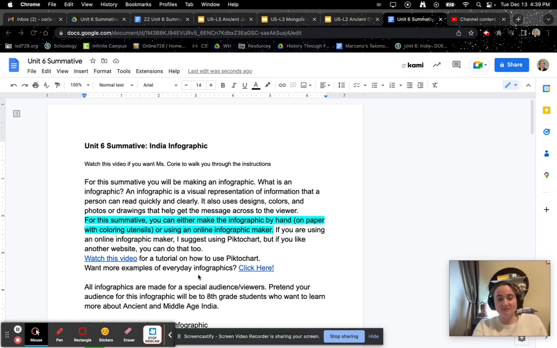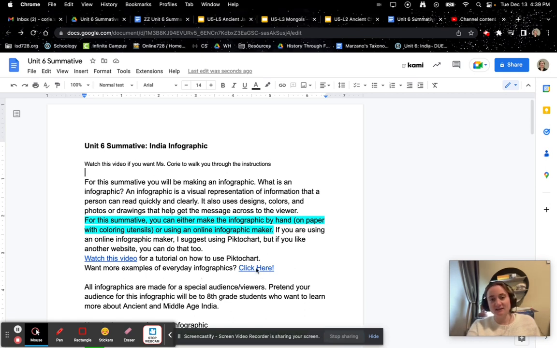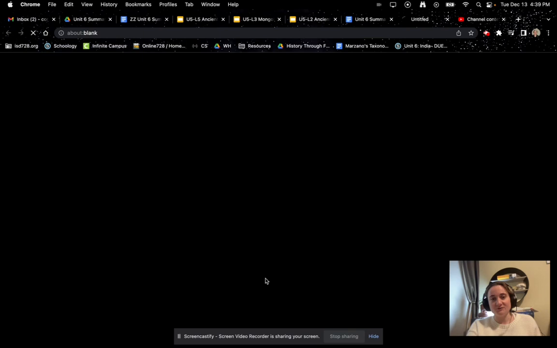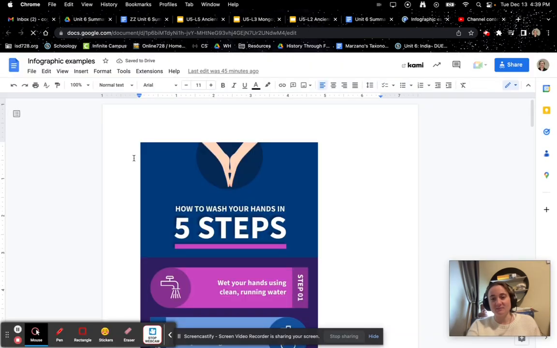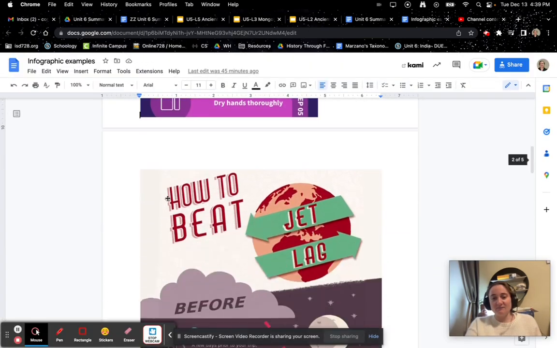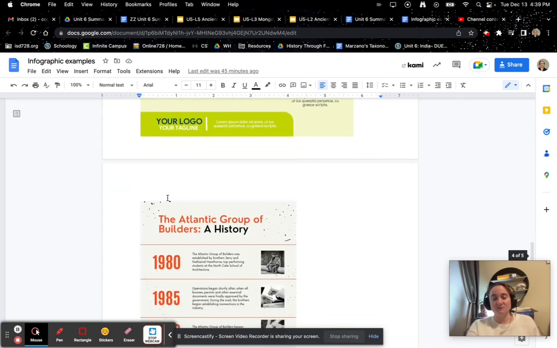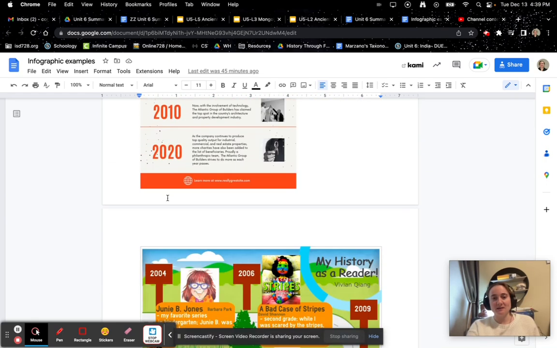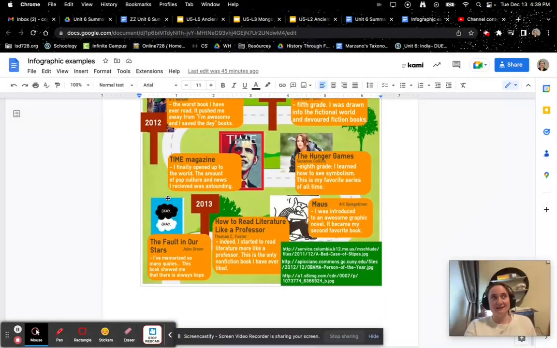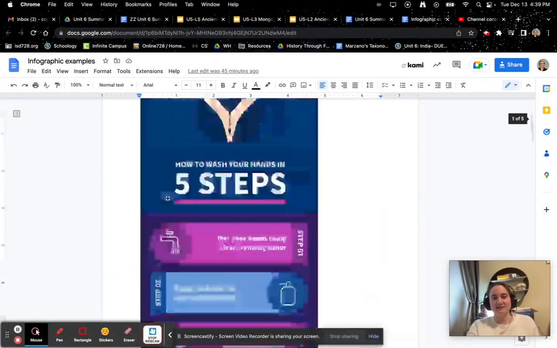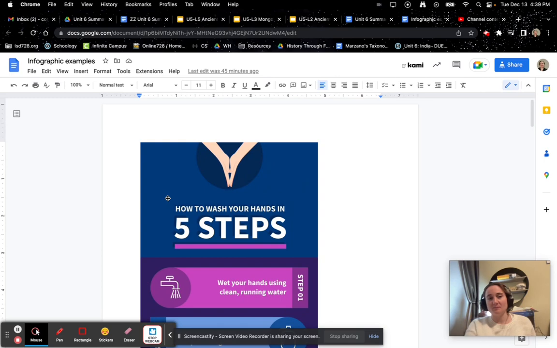Want more examples of everyday infographics? You can click here. This will take you to a Google Doc that I just kind of took a bunch of infographics from the internet and just kind of stuck them on here. There's really no rhyme or reason to any of them. I just thought the visualizations were nice and kind of gives you a variety of ways that infographics can look.